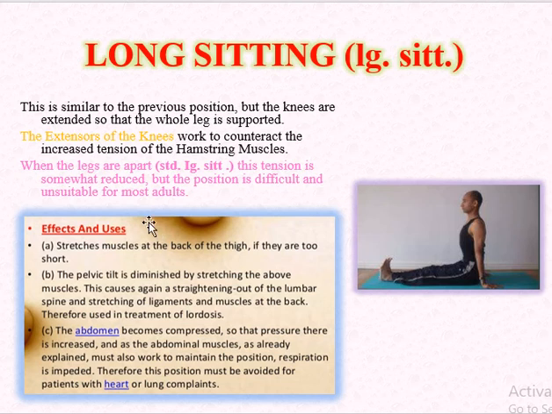What are the effects and uses? It stretches the muscles at the back of the thigh if they are too short. The pelvic tilt is diminished by stretching these muscles. This causes a straightening out of the lumbar spine and stretching of ligaments and muscles at the back. In long sitting, you can feel tension while you are in this position. Therefore, we can use this position in the treatment of lordosis.